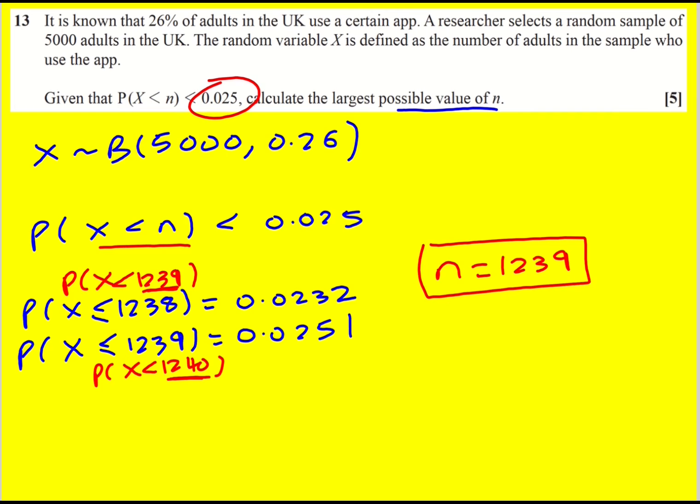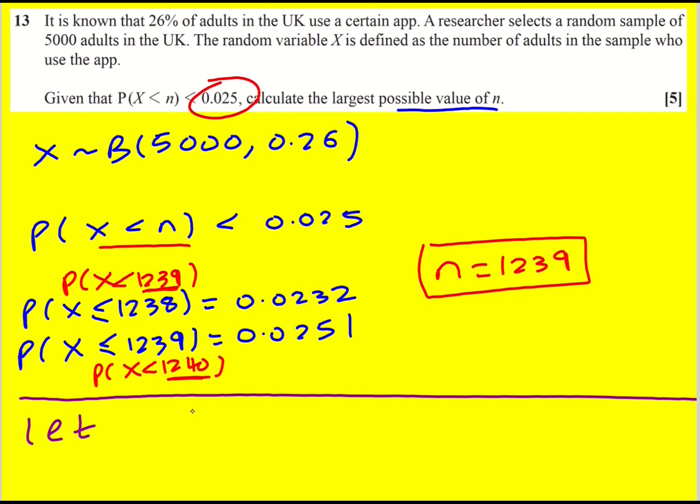Okay, let's have a look at an alternative way of doing it. I mean, it works fine. It didn't take too long, and I'd recommend it to be honest. But if you don't have inverse binomial on your calculator, okay, here's how you can do it. So we can do a normal approximation to the binomial.